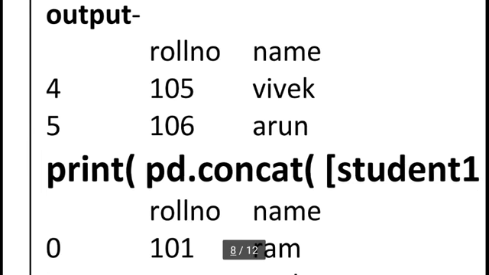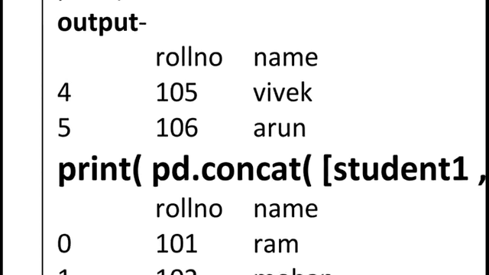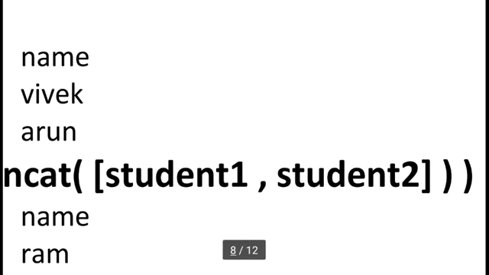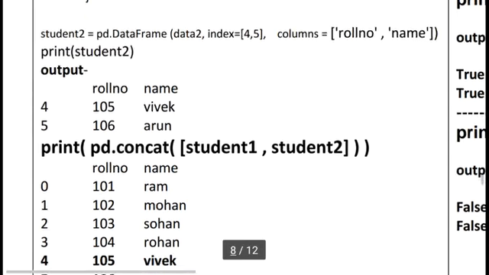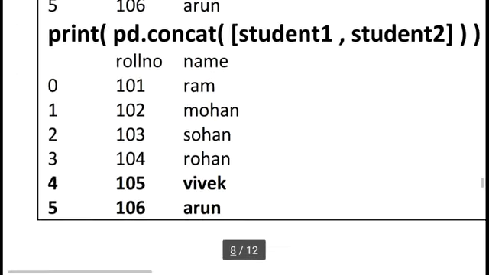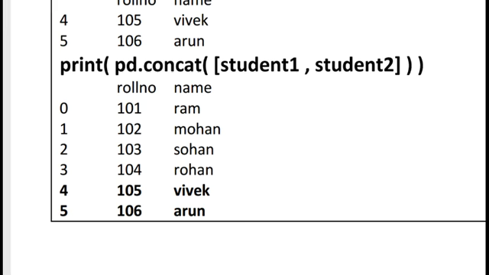So here I am using pd.concat. Last time I used pd.merge. pd.concat, the first data frame name is student 1. The second data frame name is student 2. So in our final output, all the rows of student 1 and all the rows of student 2 will merge in one final output. You can see 0, 1, 2, 3. These rows are our first data frame student 1, and 4 and 5, 105 Vivek and 106 Arun are our second data frame student 2.